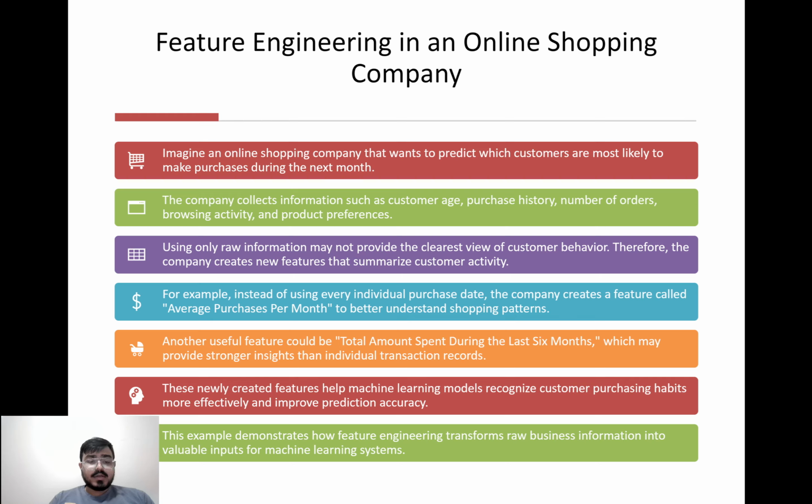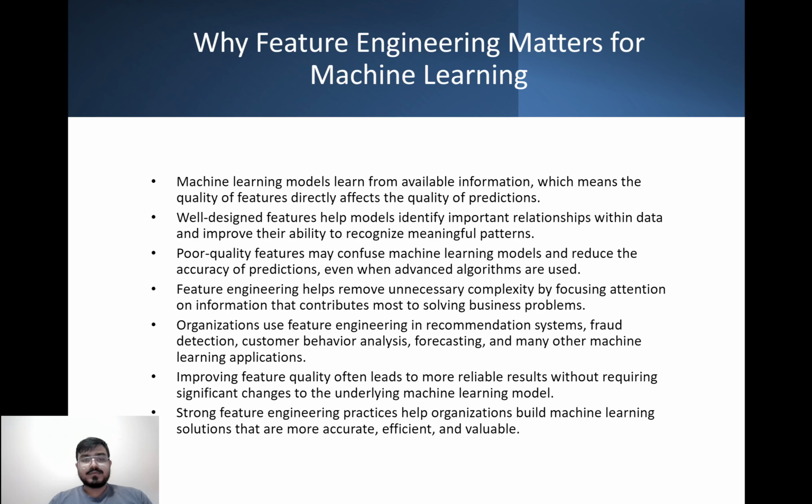As a result, the model can make more accurate predictions about future customer behavior. This example shows how feature engineering transforms raw business information into meaningful information that machine learning models can use. So now let's discuss why feature engineering is so important for machine learning.